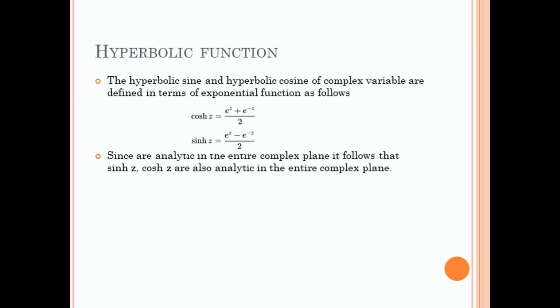Next, hyperbolic function. The hyperbolic sine and hyperbolic cosine of a complex variable. We know the formula for cosh z and sinh z in hyperbolic function: cosh z equal to e power z plus e power minus z divided by 2, and sinh z equal to e power z minus e power minus z divided by 2. We know e power z and e power minus z are analytic in the entire complex plane as seen in the previous slide. It follows that sinh z and cosh z are also analytic in the entire complex plane.